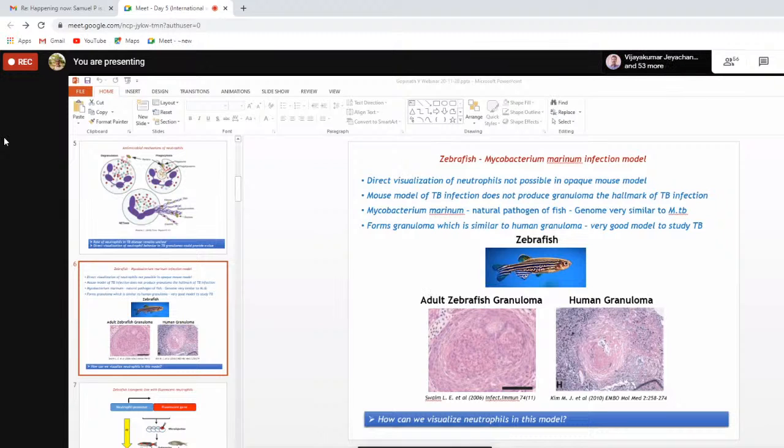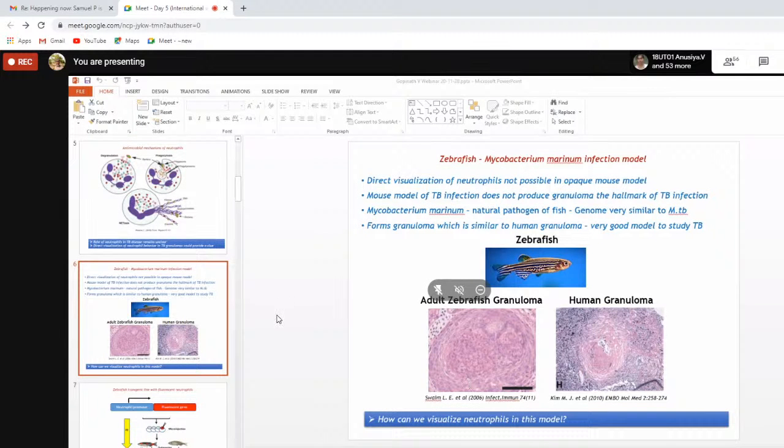So, in this study, we use a new and unique zebrafish and Mycobacterium marinum infection model to study TB-associated neutrophil functions for the following reasons. Mycobacterium marinum is a natural pathogen of fish. Its genome is very similar to Mycobacterium tuberculosis, the causative agent of tuberculosis. So you can use Mycobacterium marinum to study the function of MTB because they are very close.